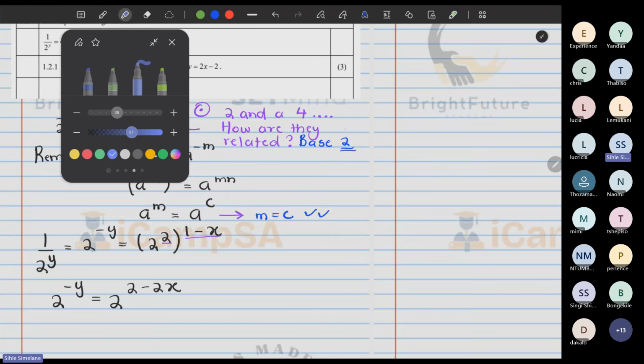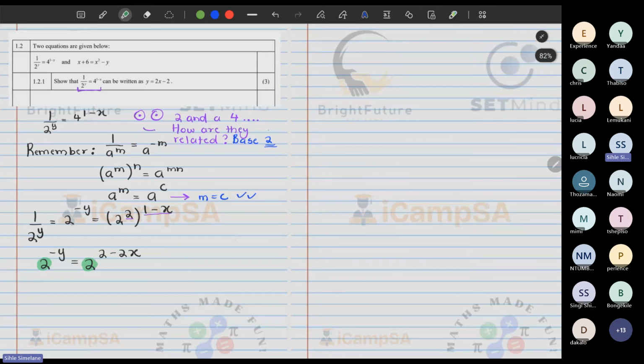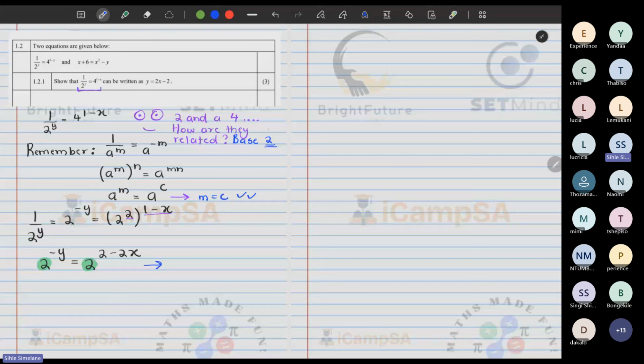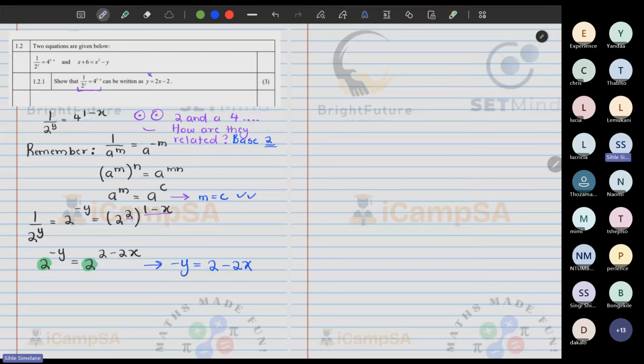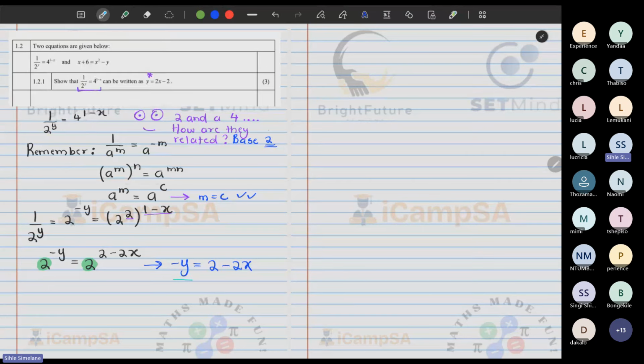And then what we can see, guys, is that the bases are the same. So what should be equal is the exponents. So this means minus y can be equal to 2 minus 2x. But when we look at our expression here, they have y as the subject, not minus y. So what does that mean? It means we must divide by minus 1.